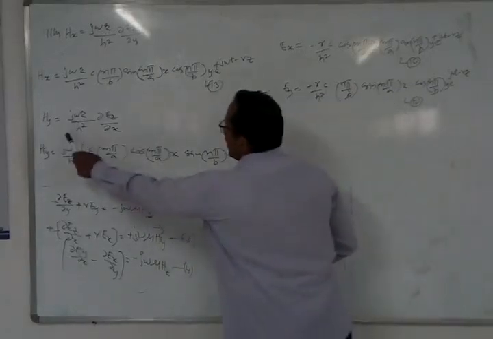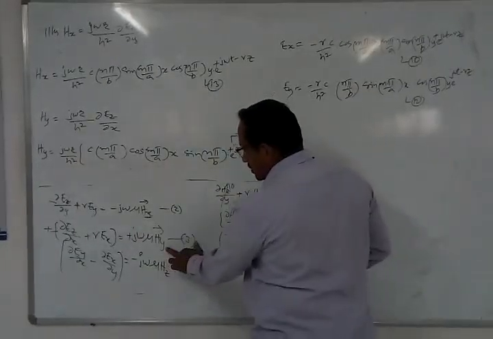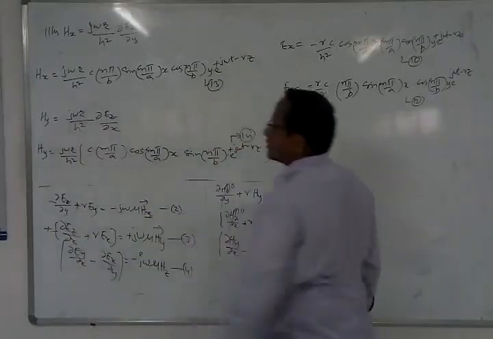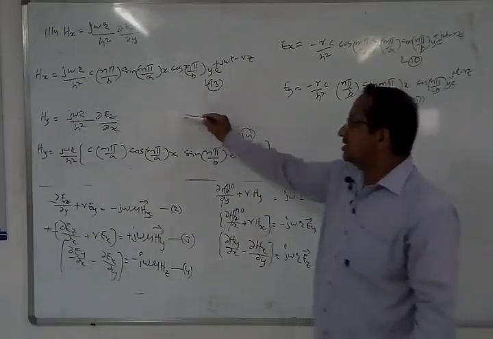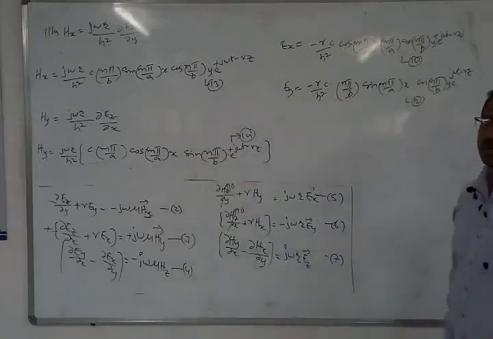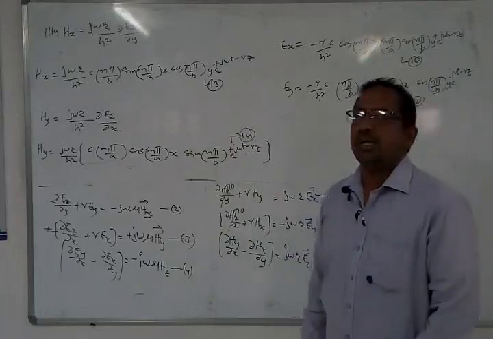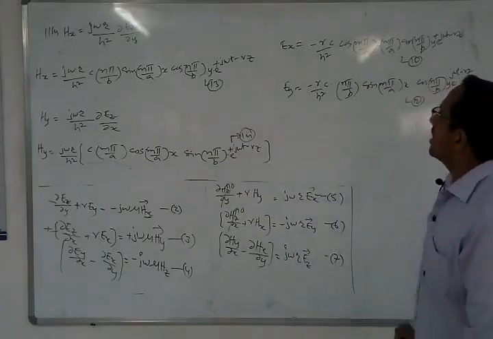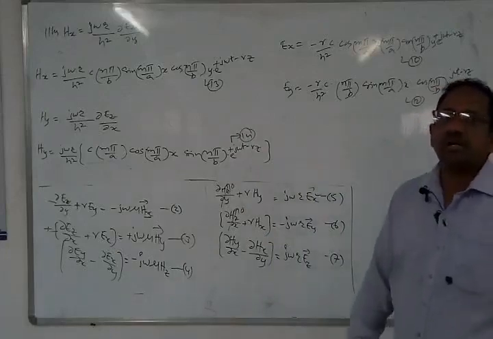Similarly for Hy, I have Hy here. Therefore dou Ez by dou x into j omega epsilon by h square I can write directly. From this I can get this particular equation. So these four equations are the basic electric and magnetic field equations along the x and y directions.